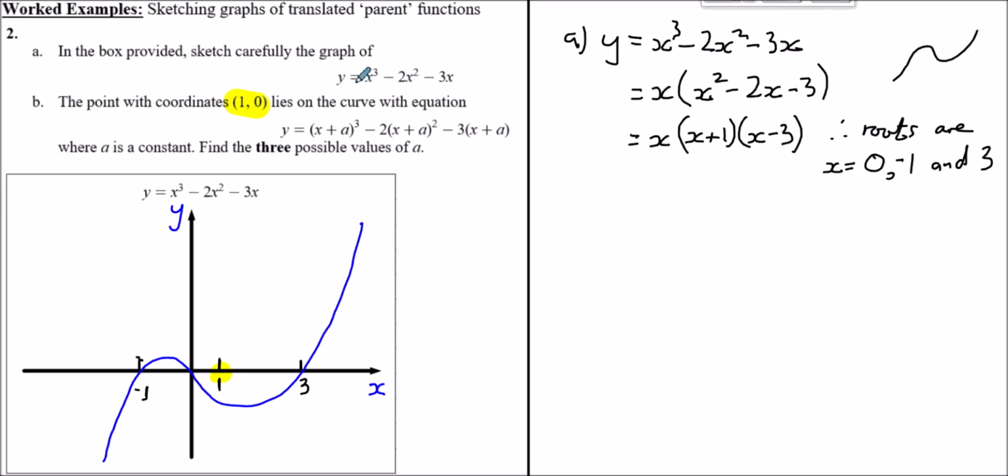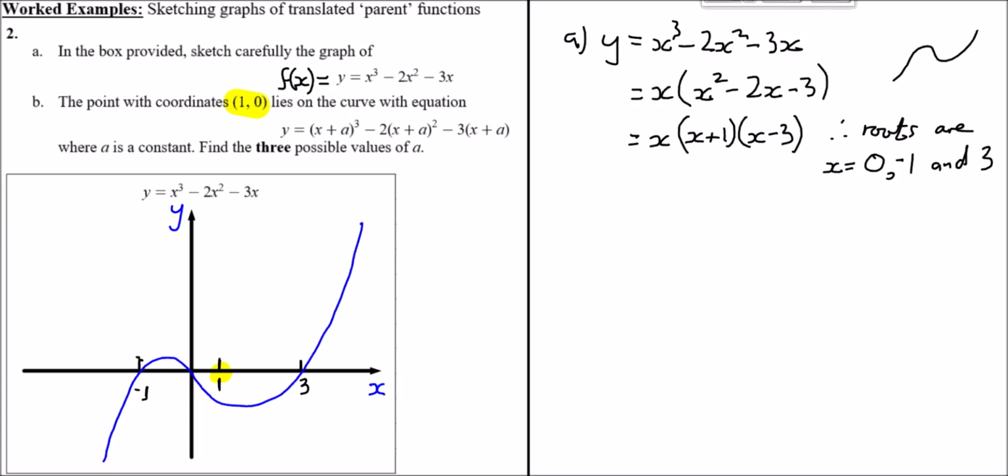And what I'm going to do here now, I'm going to call this function f of x. That's some function of x. So going back to B now, if a point with coordinates 1, 0 lies on the curve with this equation here, this looks really awkward, doesn't it? But compare it to f of x. For f of x, we've got something cubed, and we have something cubed here. Take away 2 lots of something squared, we're taking away 2 lots of something squared here. And for f of x, it's minus 3 lots of something, we have minus 3 lots of something here. The only difference is, for f of x, the something is just x, here the something is x plus a.